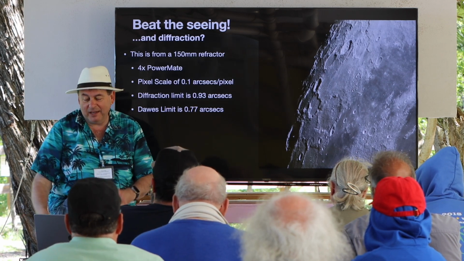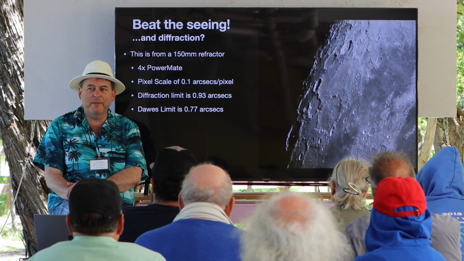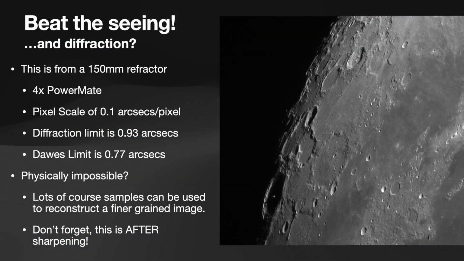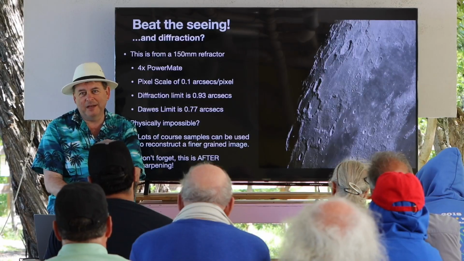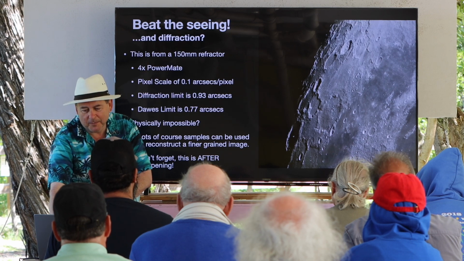You're basically beating diffraction. And at first I thought, well, if you take enough samples, I remember you could take a lot of coarse samples and average them and get a finer grain sample. There may be something true to that, but I don't think that's what's going on. I think there's a much simpler explanation. Don't forget, this is after I have sharpened the image. This is not what the image looks like coming out of the telescope.